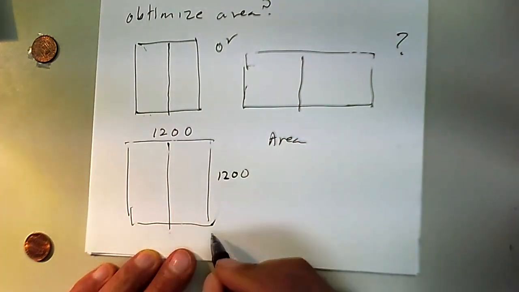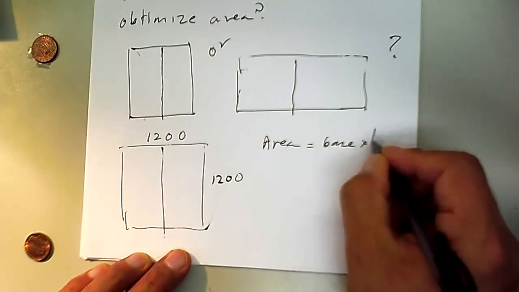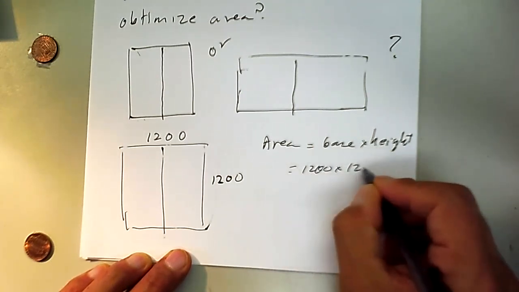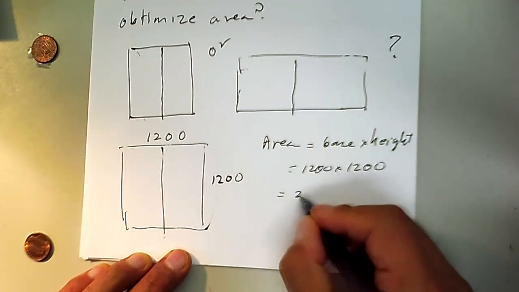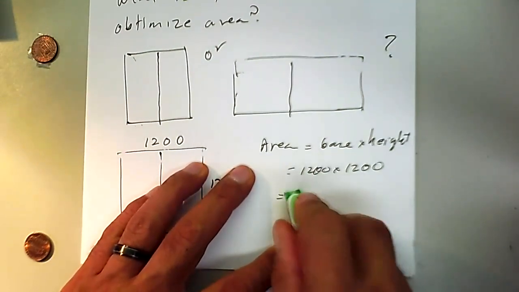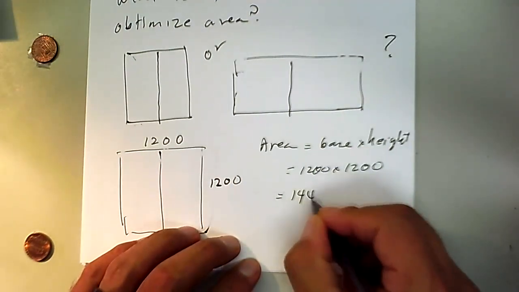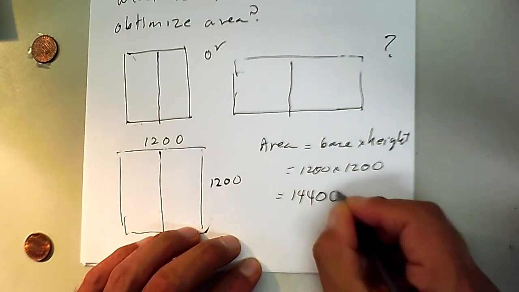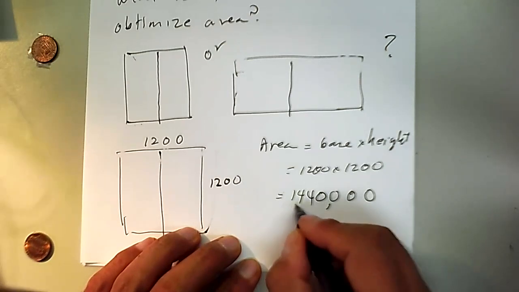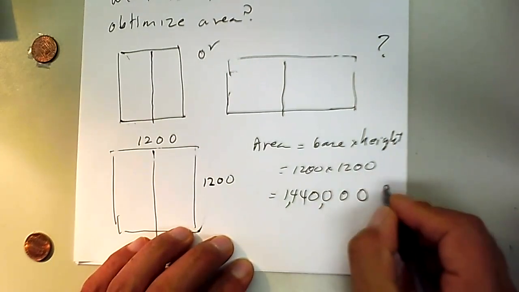And what is the area of this? The area would be base times height, and that would be 1,200 by 1,200. 12 times 12, I know, is 144, and then we've got 2 zeros here and 2 zeros there. 1, 2, 3, 1, 2, 3. So we have 1,440,000 square feet of area.